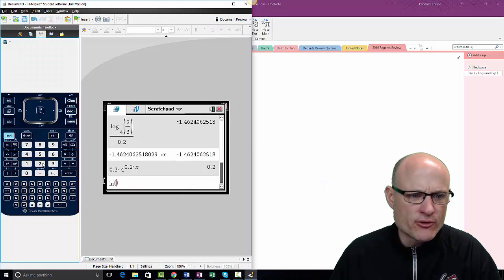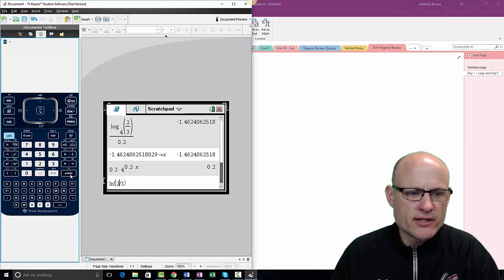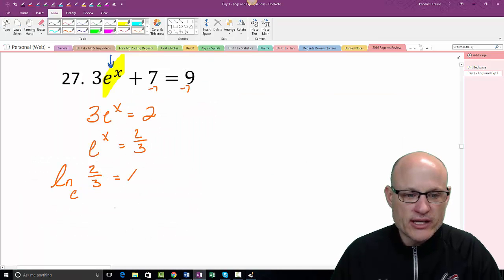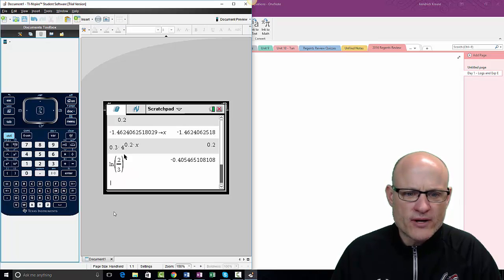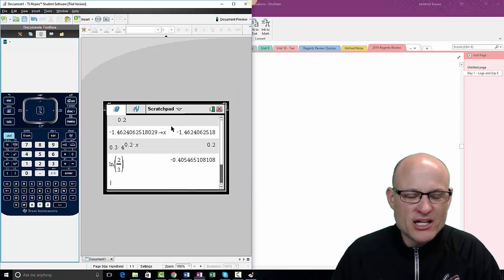And then we're going to do 2/3, 2 divided by 3. That's it. Enter. And I get that crazy answer. So x is equal to negative point, we'll give 6 decimals, 405,465. Now, again, we can check this.